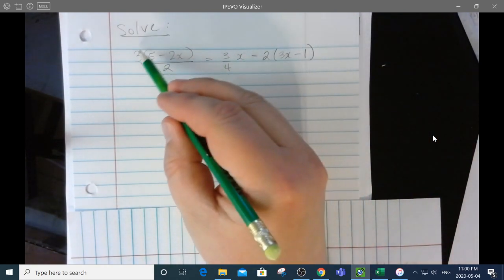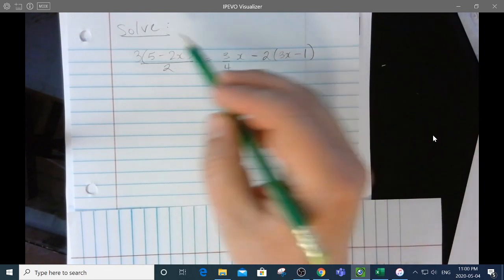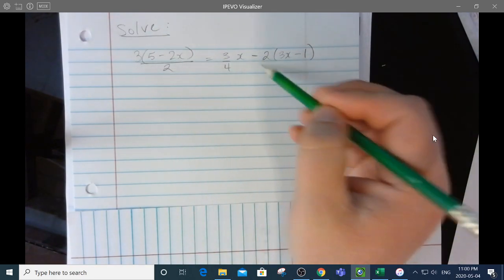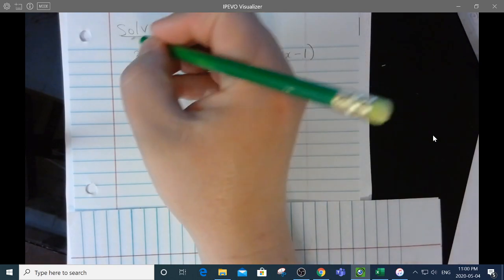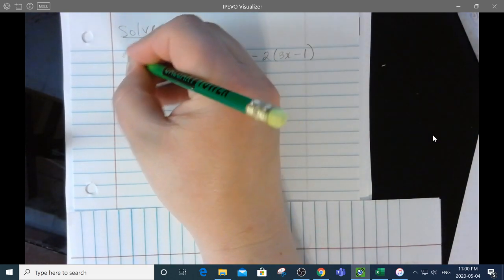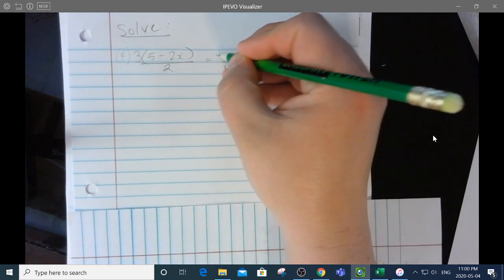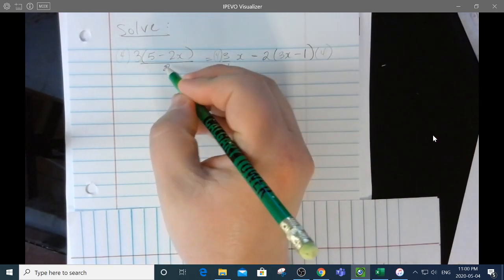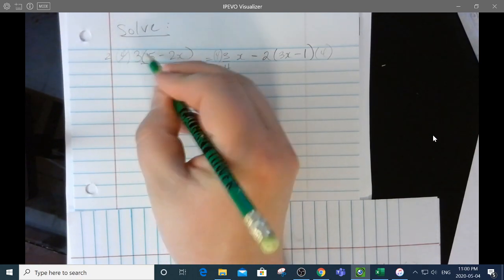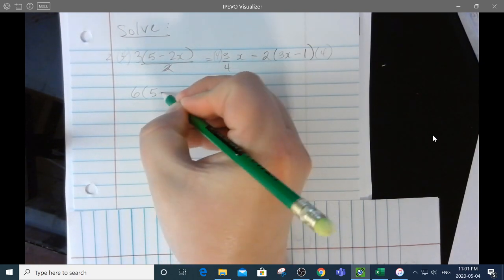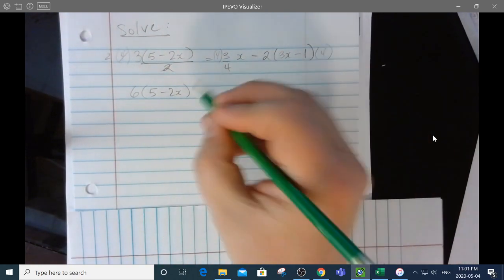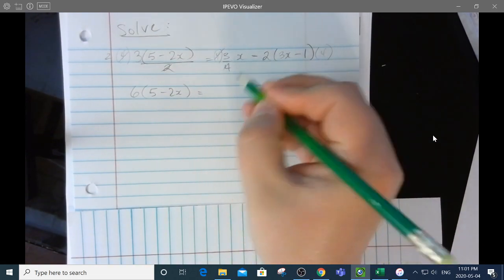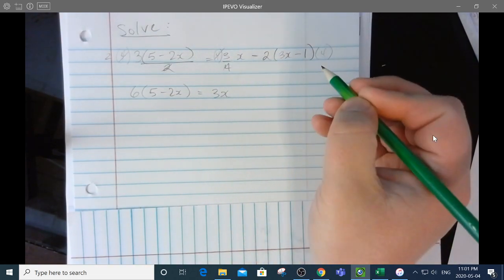So I'm going to multiply all three terms, and I consider that a term, and that a term. I'm going to multiply them all by 4. So I'm going to multiply this by 4, this by 4, and this by 4. So 2 goes into that 4 twice, so I now have 2 times 3, which is 6, which I'll have to distribute into the bracket. Those 4's cancel, so I have 3 times x.